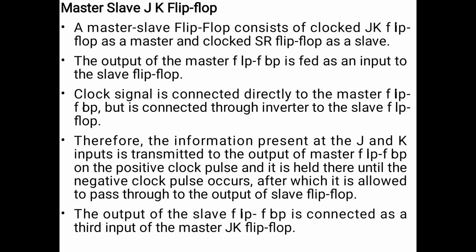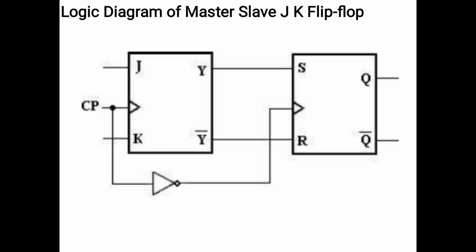Therefore, the information present at the JK flip-flop is transmitted to the output of the master flip-flop during the positive clock pulse, and it is held until the negative clock pulse is reached, after which it is allowed to pass through to the output of the slave flip-flop. The output of the slave flip-flop is connected as a third input to the master JK flip-flop as feedback. This is a logic diagram representing a master slave flip-flop with JK as master and SR as slave.